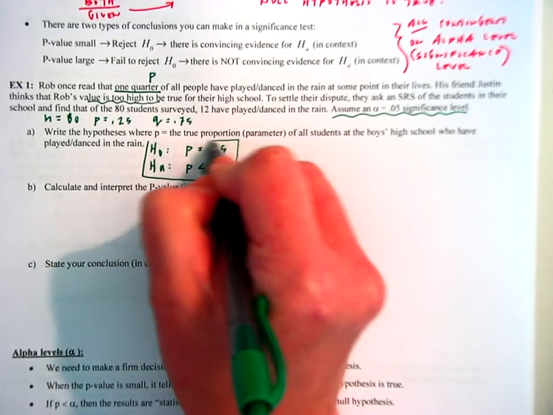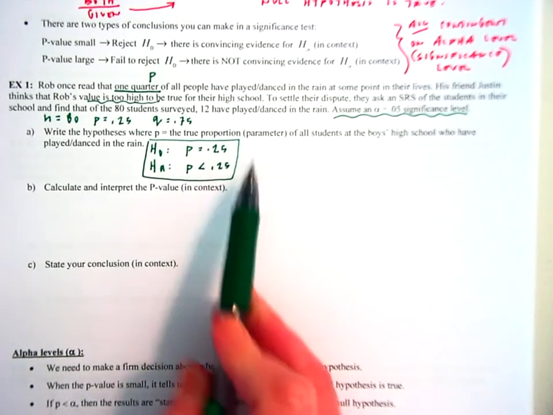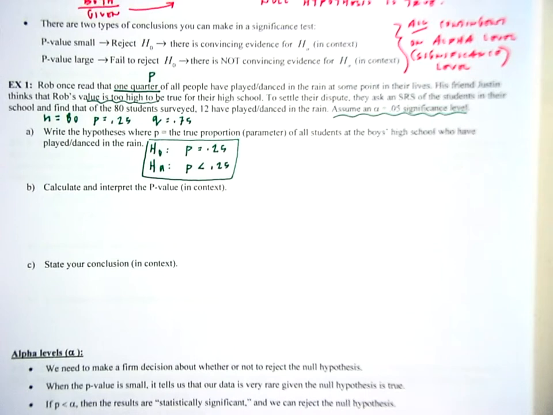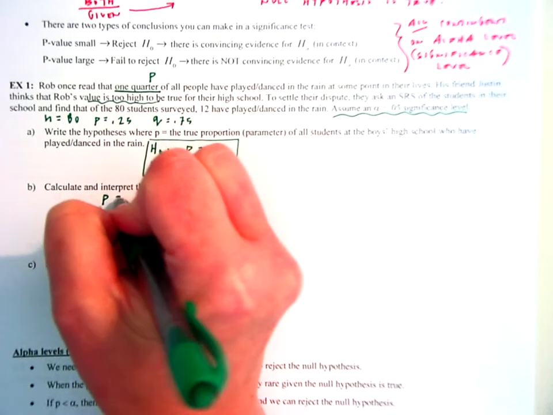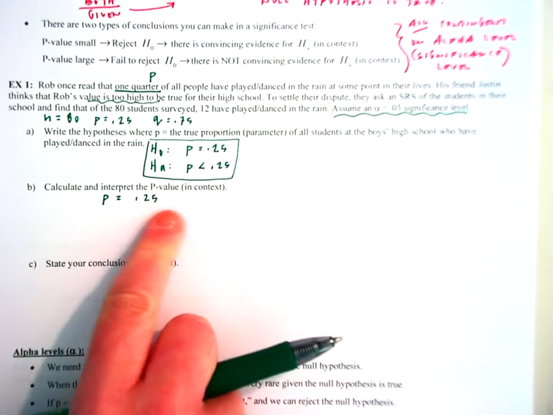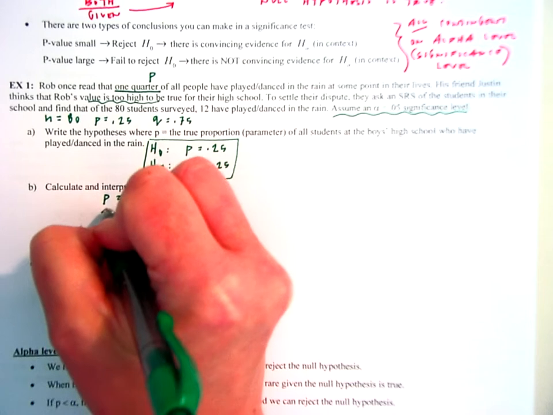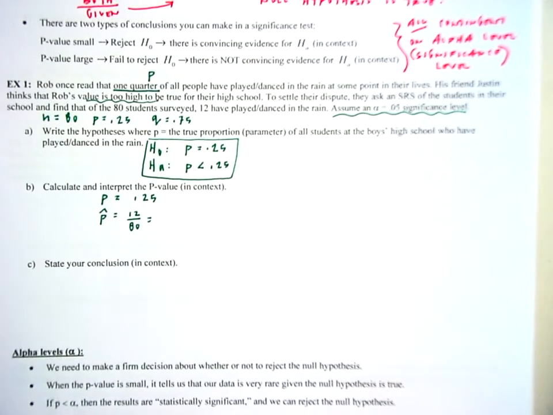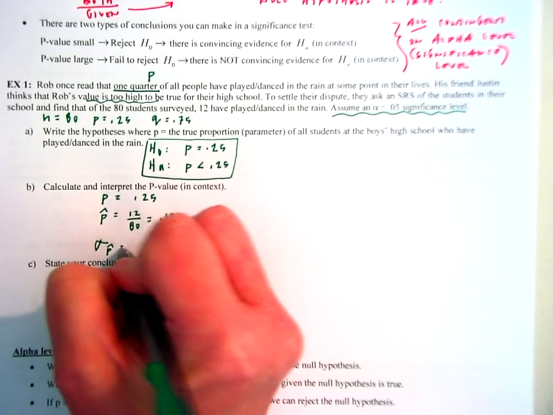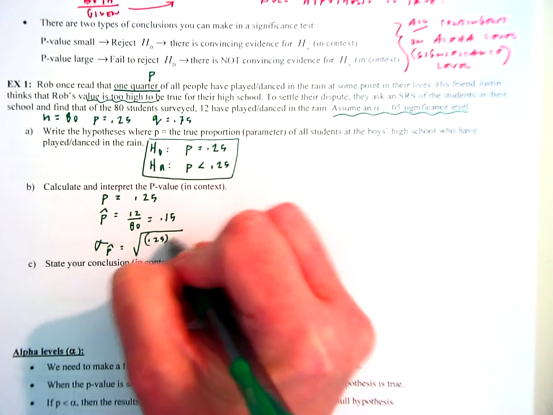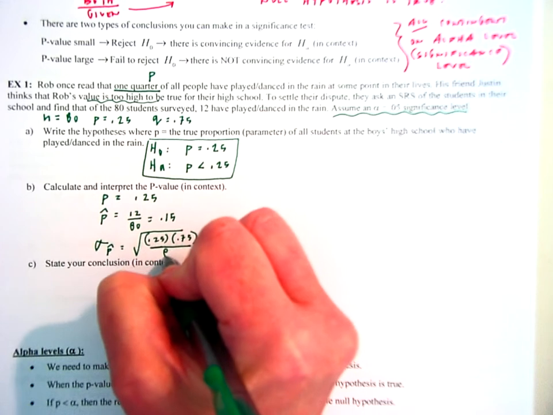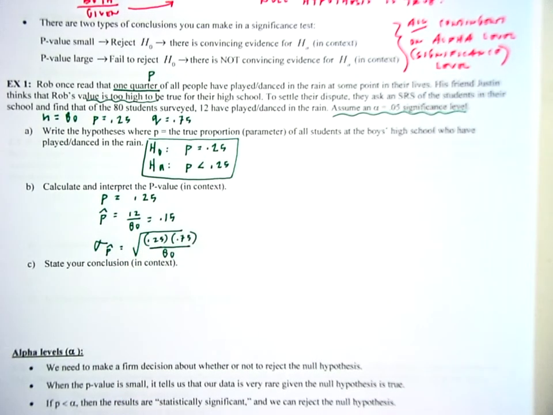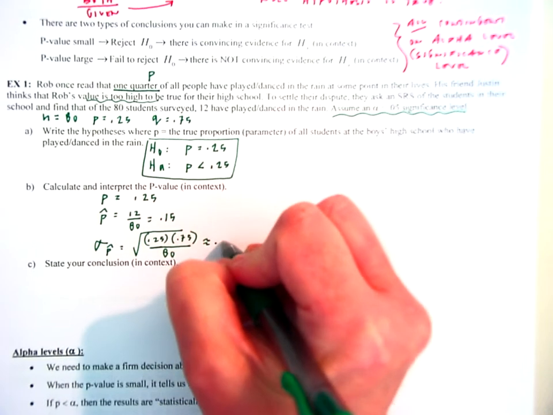So here we go. The null hypothesis is maintaining the status quo, and for the alternative we're saying that figure's too high, it must be less than the 25%. So now, interpret the p-value, the probability value. My parameter p is 0.25, and that's going to be the mean that I'm building my distribution around. My statistic is the 12 out of 80 who were surveyed and played and danced in the rain, so that would be 0.15. Our standard deviation is the square root of P times Q divided by N, which is 80. So the square root of 0.25 times 0.75 divided by 80 gets us about 0.0484.